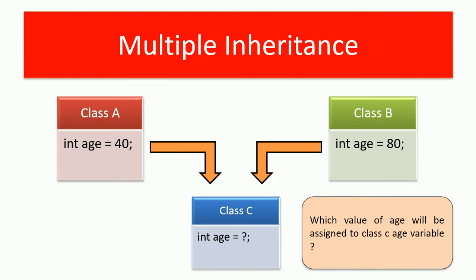Now imagine this example: class A and class B both have an integer variable with the same name, age. In class A, the value of age is 40, and in class B, the value of age is 80. As per the rule of inheritance, class C inherits from class A and class B as well. Now the compiler will be confused about which age value to inherit. This is the problem with multiple inheritance. This issue is also called the deadly diamond of death.